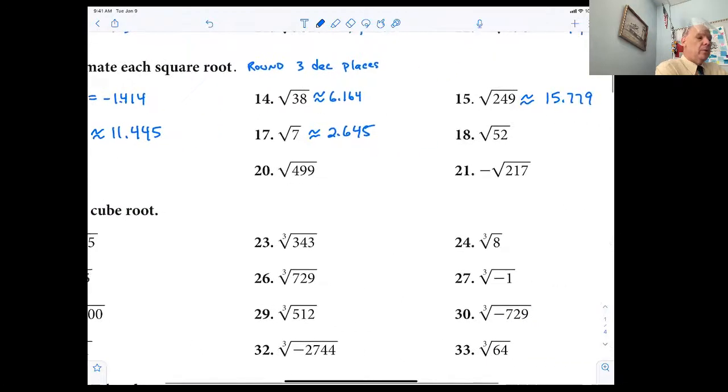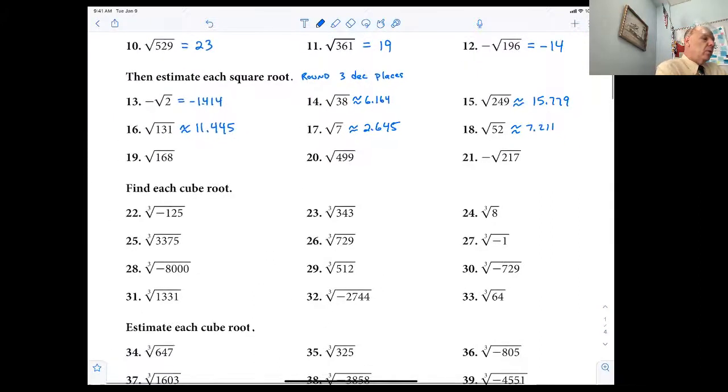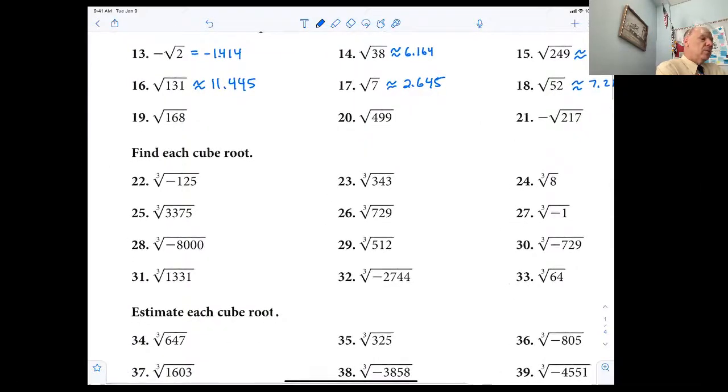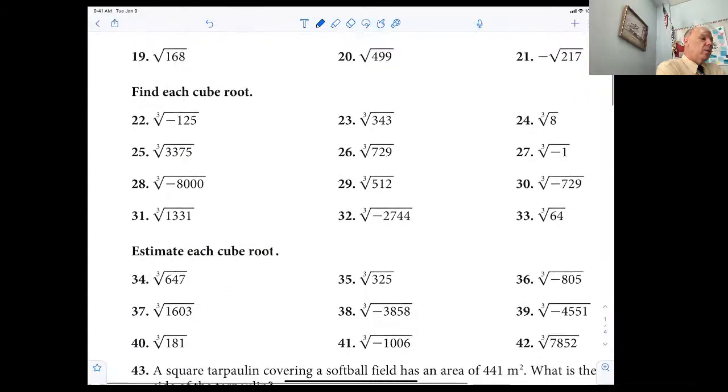And then square root of 52 is... All right. Anybody have any issues? All right. Now, what I want to do is just wait on 19, 20, 21.